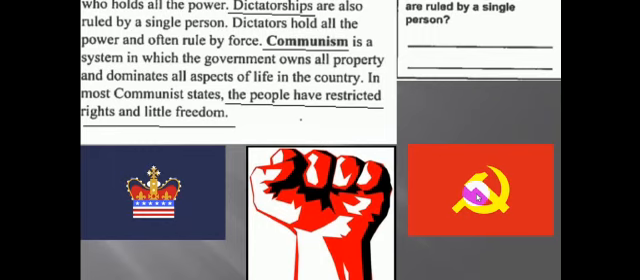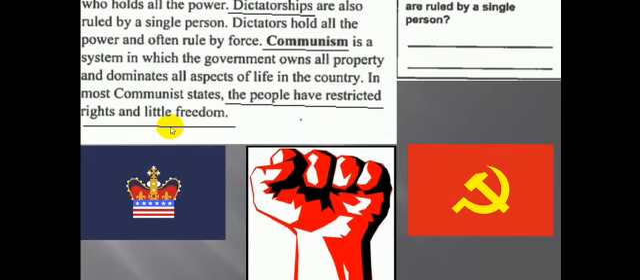And in most communist states or countries, the people have restricted rights and little freedom. Unlike the democracy, where they have more freedom, in communist countries they have restricted rights and little freedom.